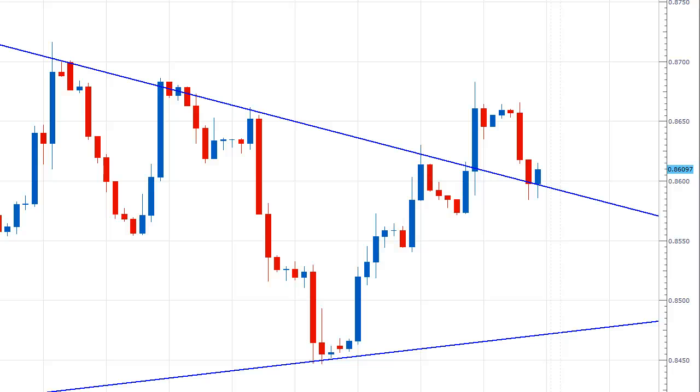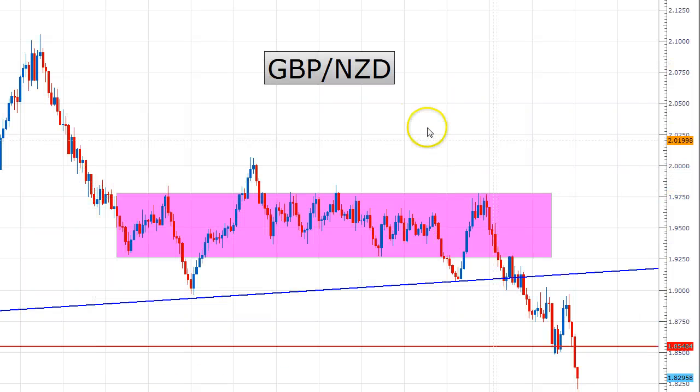As far as taking euro longs, I still do like the euro dollar better, just because I like the zone of support it's in better than the euro pound. But that's not to say that either one is not a good trade potential. All right, pound New Zealand.